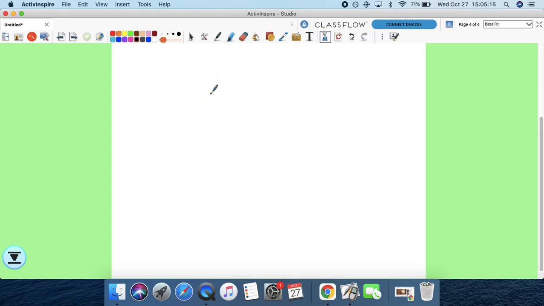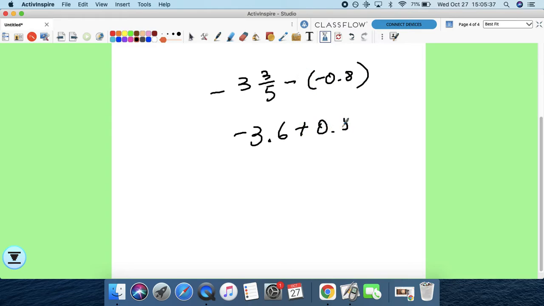-3 3/5 minus -0.8. So here's the problem. Now, this is a fraction or a mixed number that I can change into a decimal, which is so much easier, for me at least. -3 3/5 we can write as -3.6. Now, I'm going to change that to addition. That becomes that, right? So here, the manipulation part was changing this into a decimal, which to me makes the problem so much simpler.